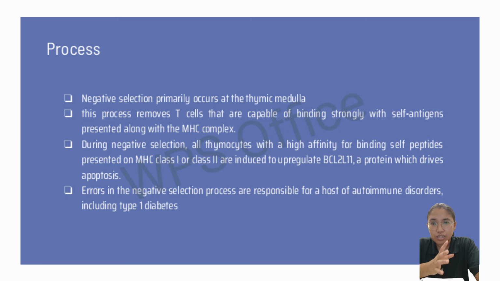So during negative selection, all thymocytes with high affinity for binding self-peptide presented on MHC class 1 or class 2 are induced to upregulate a protein which drives apoptosis. Cells which do not have a high affinity for self-antigen usually survive negative selection. So at this stage, some cells are also selected to become regulatory T cells which have an intermediate affinity for self-peptide.